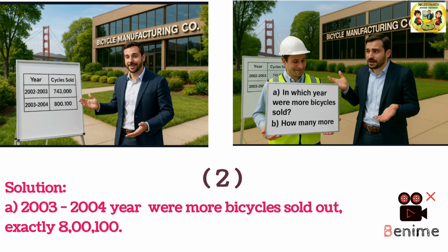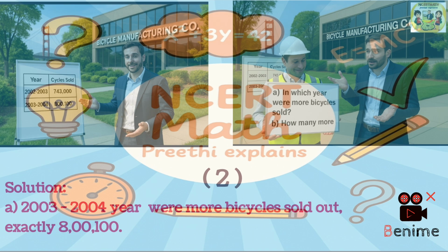And an inspector engineer has arrived there, and he is raising some questions to the manager regarding his company. So the first question is, in which year were more bicycles sold? So the manager has to answer the question raised by the inspector engineer. The manager answers that in 2003 to 2004 more bicycles were sold, which is exactly 8 lakhs 100.